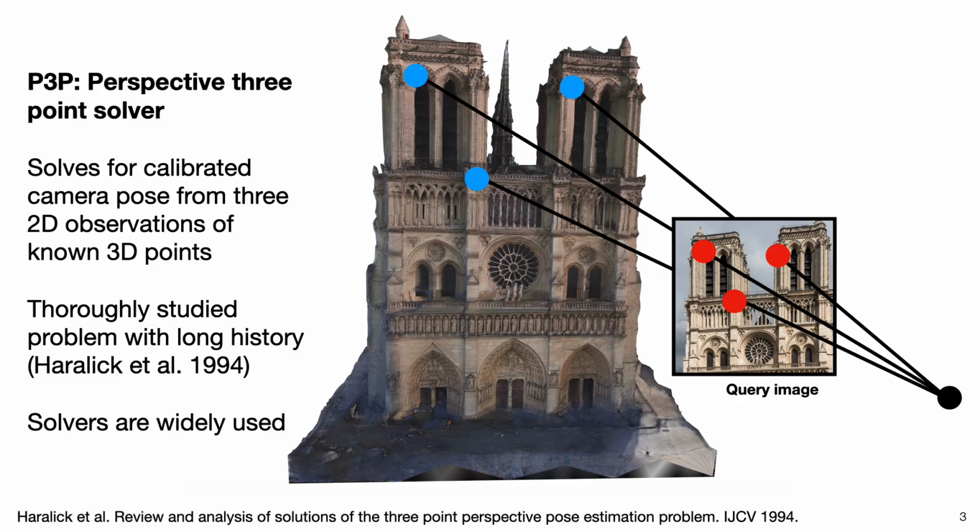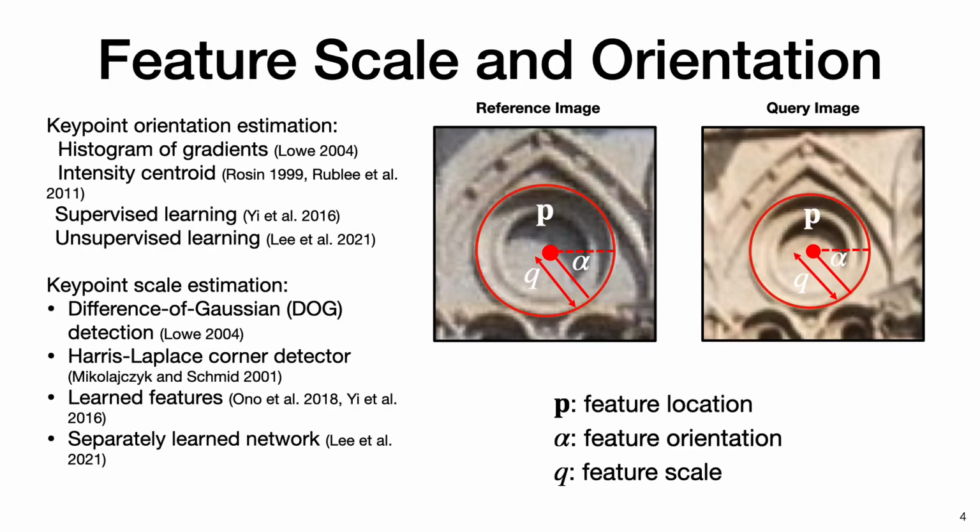The most widely known solver for this problem is called P3P, or perspective 3-point. Given at least three 2D observations of known 3D points in the scene, we can estimate the pose of the query image. This is a thoroughly studied problem with a long history, and P3P solvers are currently used in many computer vision applications. P3P uses only feature locations to compute absolute pose.